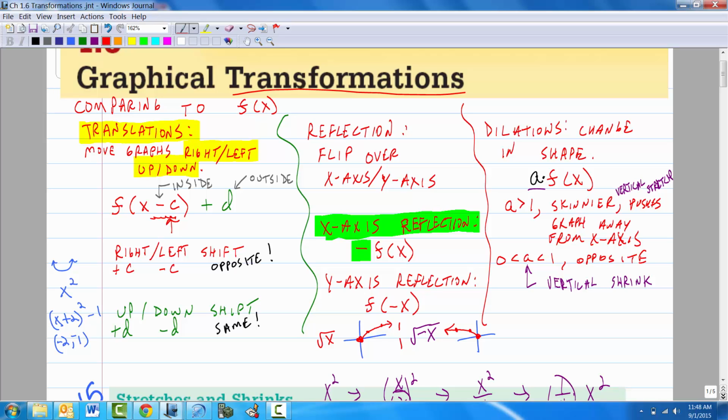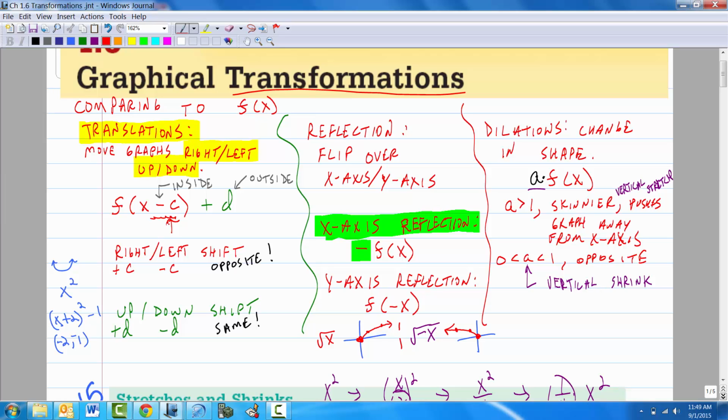Okay, so the first column over here, I kind of broke this down separately. You could put it all together, but then it gets a little confusing. It's the right, left, up, down shifts. Write that down. That's function notation. This means every function that you deal with gets affected the same way. So if I have a number inserted on the inside of a function, plus or minus, that is a right or left shift.